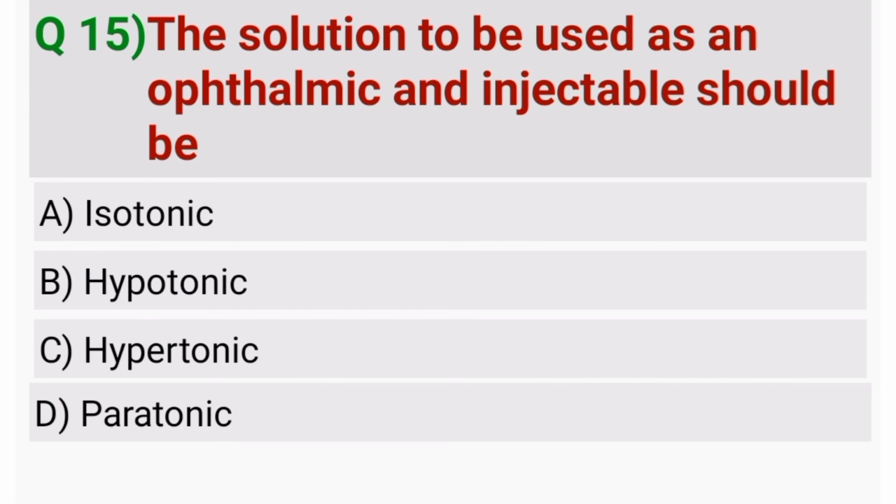Question number 15. It is the most repeated question. The solution to be used as an ophthalmic and injectable should be option A, isotonic, option B, hypotonic, option C, hypertonic and option D, paratonic. Here the answer is option A, isotonic.